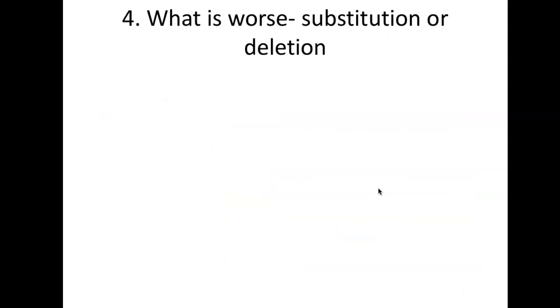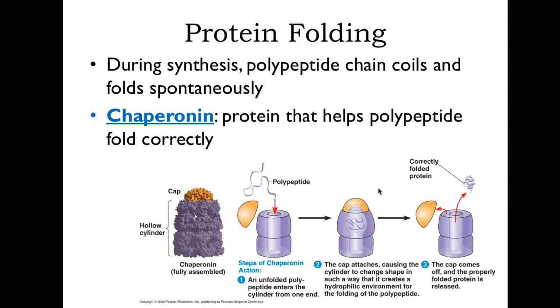So what is worse, a substitution or a deletion mutation? So remember, mutations happen during replication. If DNA is not replicated correctly, transcription is not correct. So you get a faulty RNA. And if you have a faulty RNA, you have a faulty protein.